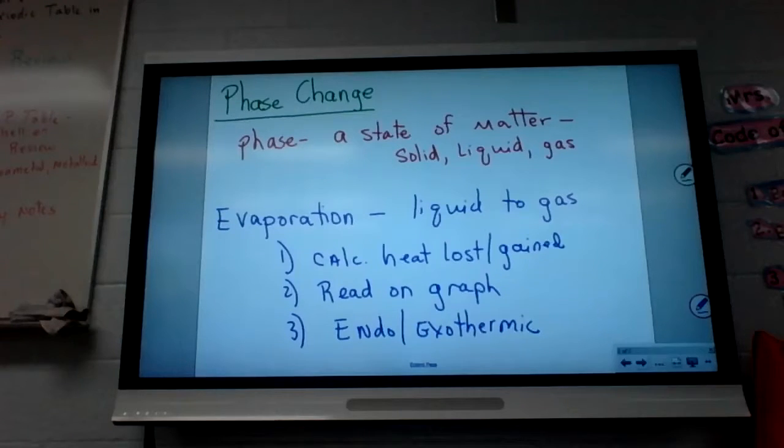Like melting. What's melting? Start as a what and go to a what? Solid to a liquid. Okay? But the vast majority of you probably can't figure out if it's endo or exothermic on your own. I know you don't know how to calculate the heat loss or gain, and you probably can't read it off a graph yet. So that's where we're going, with we start graphing the phase changes.